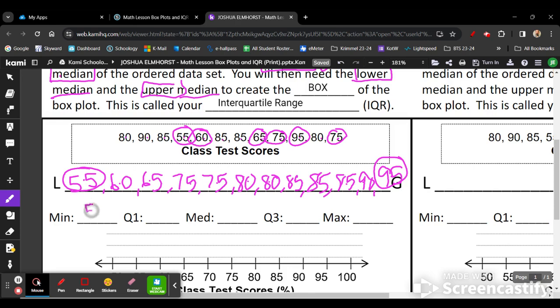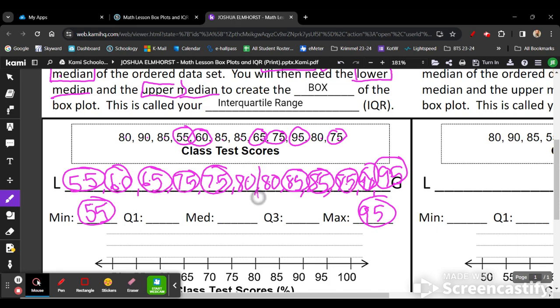So we're going to identify the 2 first things. What is your minimum number? 55. Maximum number? 95. And now the median. We're going to go left, right, least, greatest, least, greatest, least, greatest. And we get to the last 2 in the middle. There's 2 left over. So 80 plus 80 divided by 2. 80 is your median.